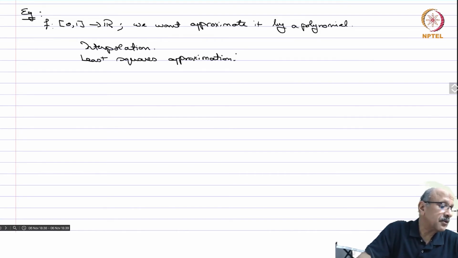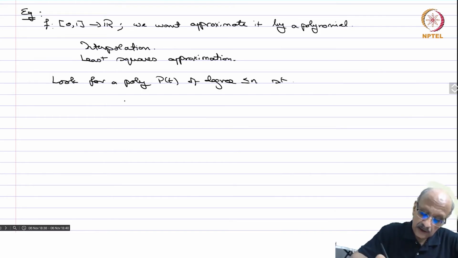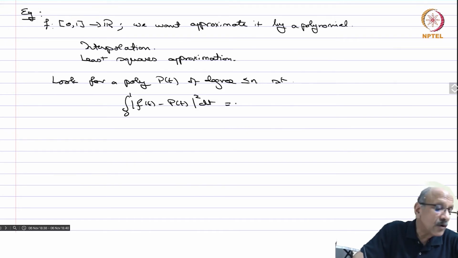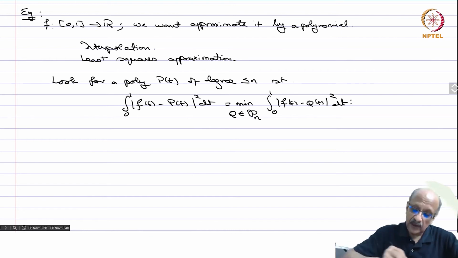What is the least squares approximation? You look for a polynomial p(t) of degree less than or equal to n, such that the integral from 0 to 1 of (f(t) minus p(t)) squared dt is equal to the minimum over all polynomials q in Pn of the integral from 0 to 1 of (f(t) minus q(t)) squared dt.